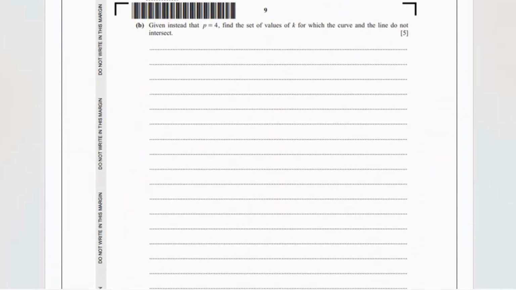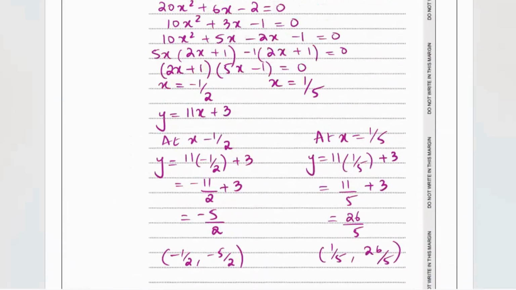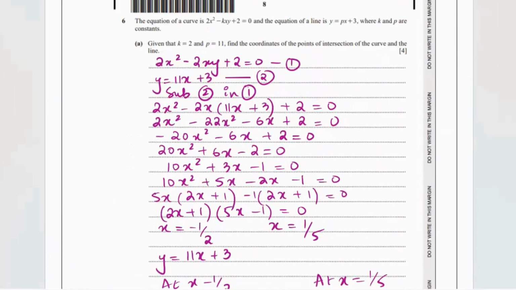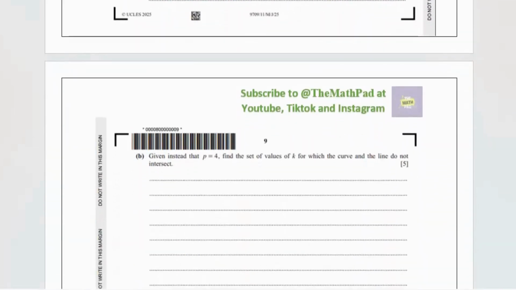Then it says, given instead that p equals 4, find the set of values of k for which the curve and the line do not intersect. So in this question, they have included discriminant. So let's go back to the initial equation. They're saying p is 4. So y equals px plus 3. So now it's going to be y equals 4x plus 3.